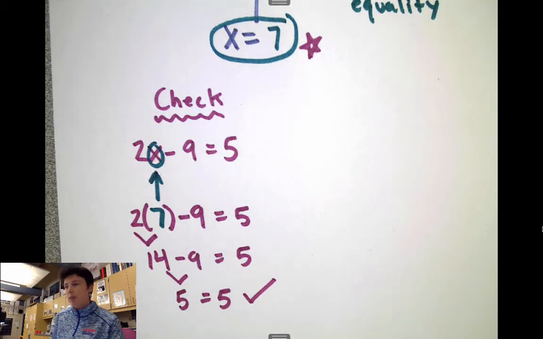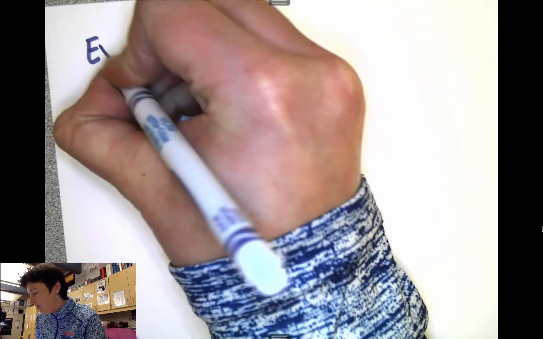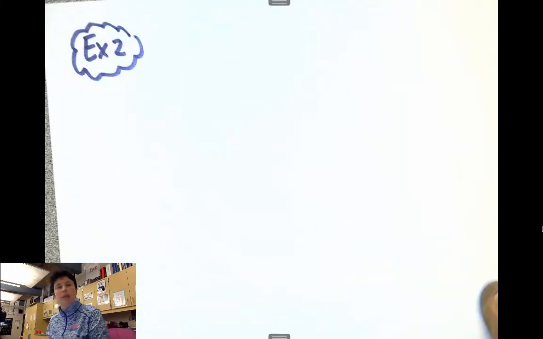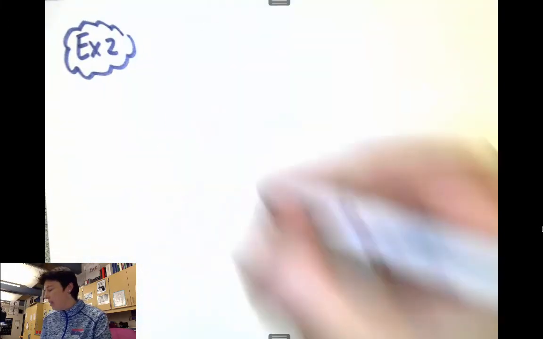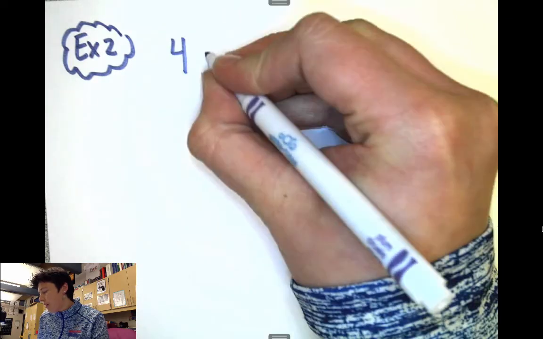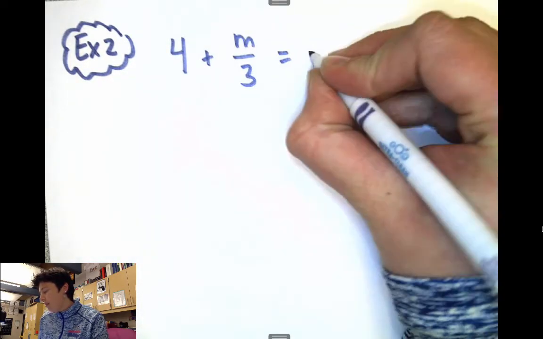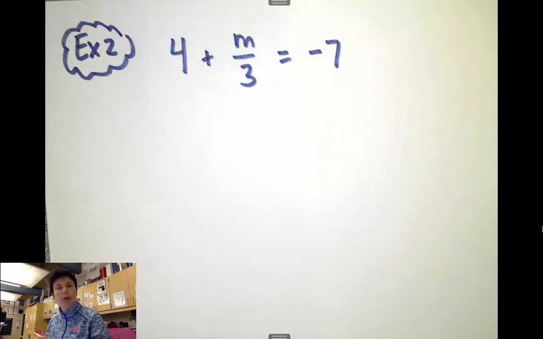So let's try it with some different questions here. Let's do another question. Let's do an example 2. So I'm going to write example 2. Let's try another 2-step. I'm going to change it up this time though. Let's throw a fraction in there. So let's say I had 4 plus m over 3 equals negative 7. I'm going to solve for m.